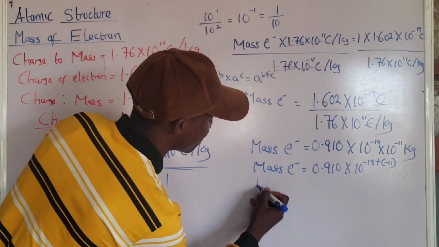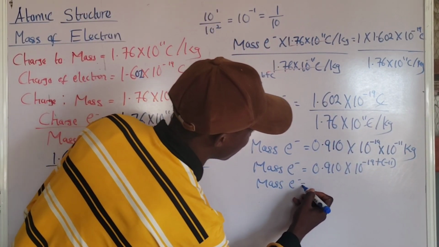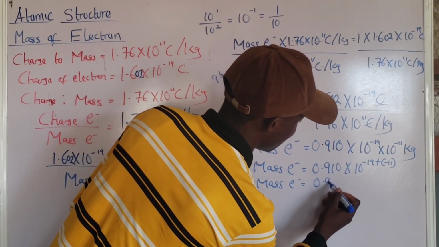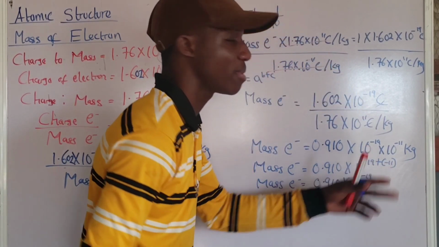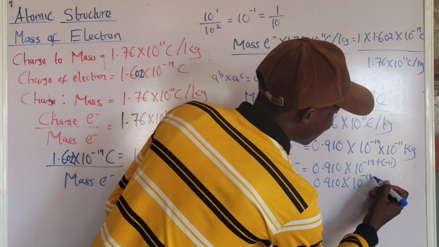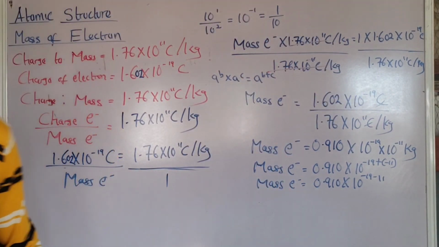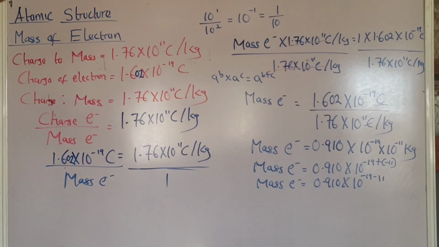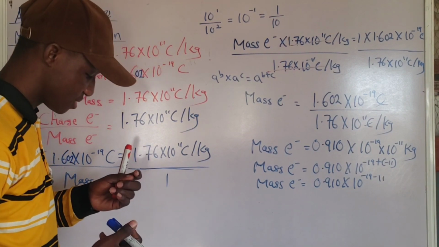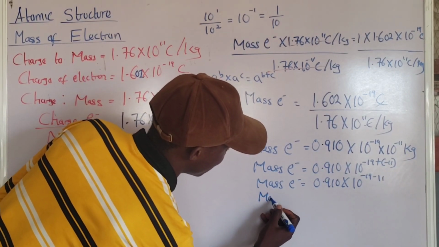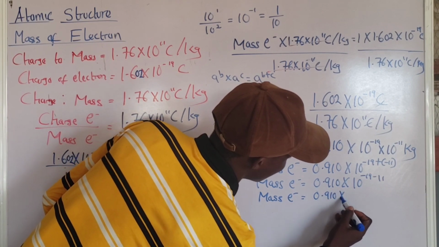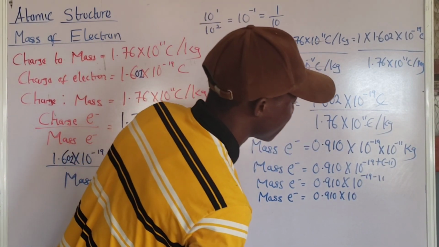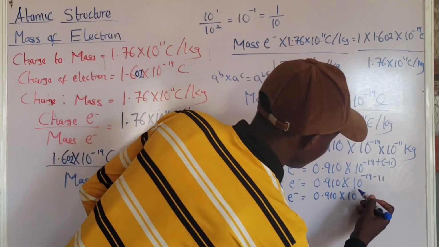Okay, so here I'm going to have the mass of electron is equal to 0.910 multiplied by 10 raised to the power of negative 19, now plus multiplied by negative 11, that is negative 11. So I'm going to have negative 19 negative 11. I'm very sure you understood the solution to that point. If you didn't understand, you kindly reverse the video and listen to the explanation again. Okay, so here I'm going to have mass of electron is equal to 0.910 multiplied by 10 raised to the power of negative 19 negative 11. That will give us negative 30.